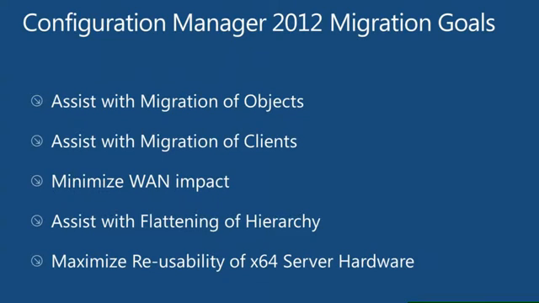Also, we're going to assist with the flattening of the hierarchy. So we talked yesterday a lot in the deployment overview session about, if you're using a cache, you'll have 2 primaries. Primaries can't tier off each other. So the migration framework will take your tiered hierarchy today and help you flatten it tomorrow. So as you go through the migration framework, you'll see how you can flatten fairly easily. And then lastly, we look to any of the 64-bit hardware out there. We're trying to maximize the reusability there. So those are the core goals that we try to do as we aim for our migration.